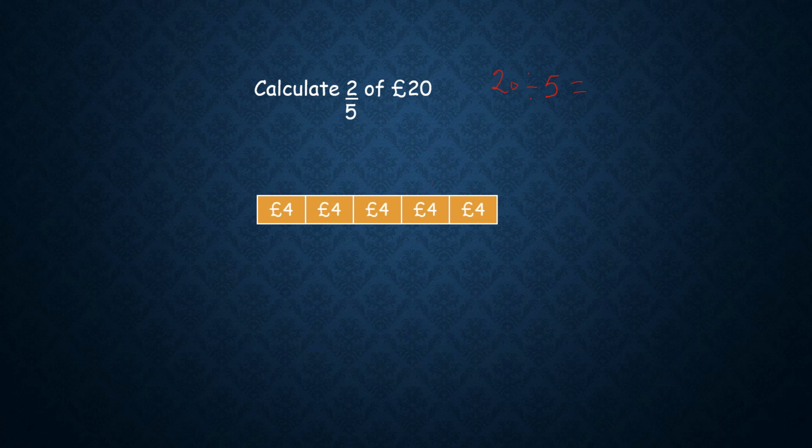Now, my numerator is telling me I'm interested in 2. I'm interested in 2 of the 5. So if I was to use this one and this one here, 4 plus 4 is 8. So I'm interested in £8 of the 20. And that's all that this question is asking me. It's asking me to be interested in 2 of the 5 parts of 20.